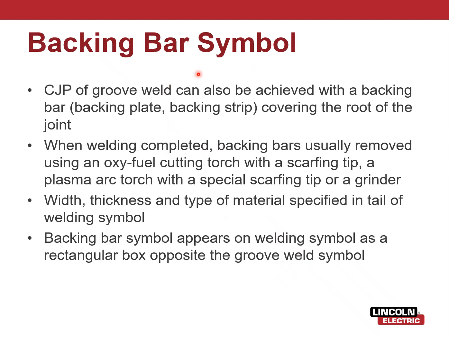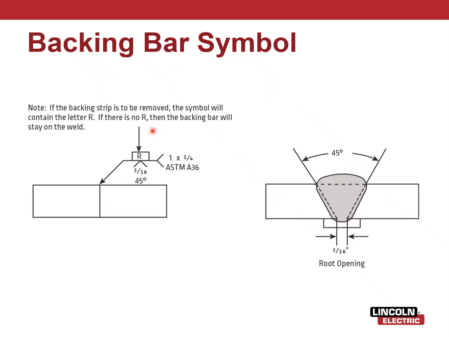Then we'll have a different symbol for a backing bar. Sometimes you won't have an open root, you'll have a backing bar. This is to help reinforce the root as you're welding it up. And this is going to be that symbol right there. It looks kind of like a piece of backing bar almost, again just mimicking what the fitment actually looks like.